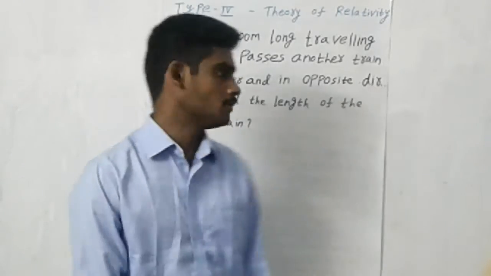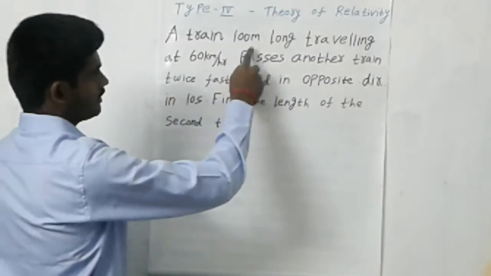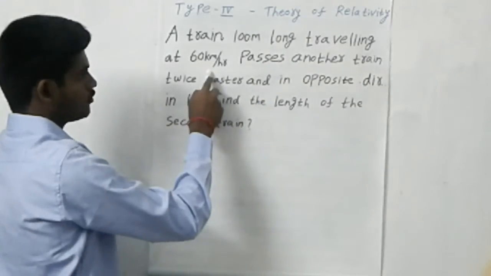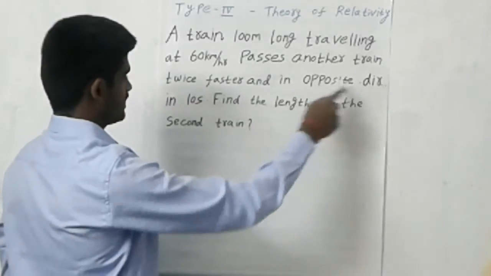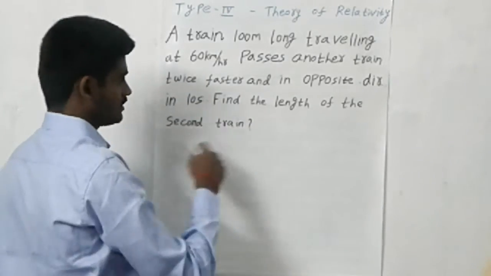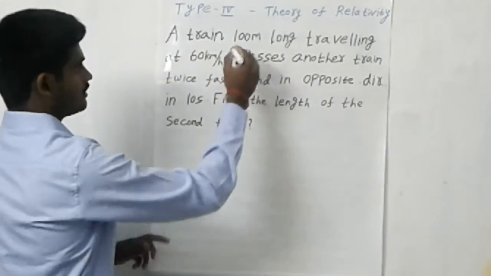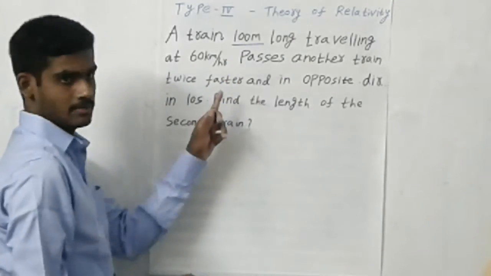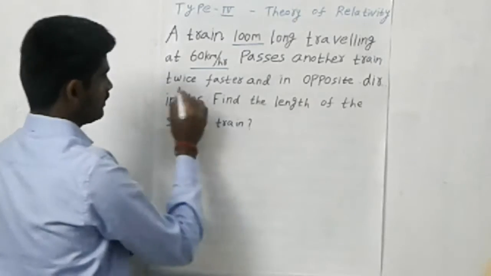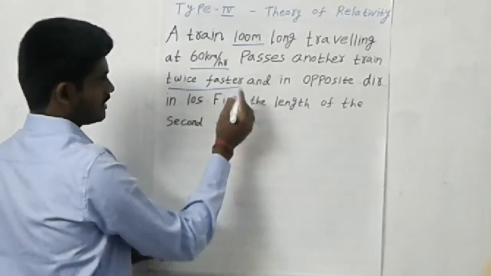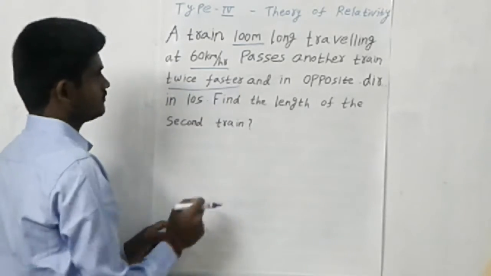Now we will see this problem. A train 100 meter long traveling at 60 km per hour passes another train twice as fast in opposite direction in 10 seconds. Find the length of the second train. So here the length of the first train is given as 100 meter and its traveling speed is given, and it passes another train twice as fast. Here it is given that the second train is twice as fast as the first train.